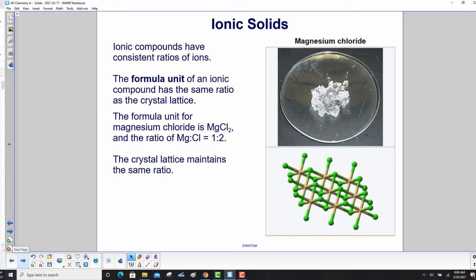Ionic compounds have consistent ratios of ions. The formula unit of an ionic compound has the same ratio as the crystal lattice. The formula unit for magnesium chloride is right here, and the ratio of magnesium to chlorine would be 1 to 2. The crystal lattice maintains the same ratio.